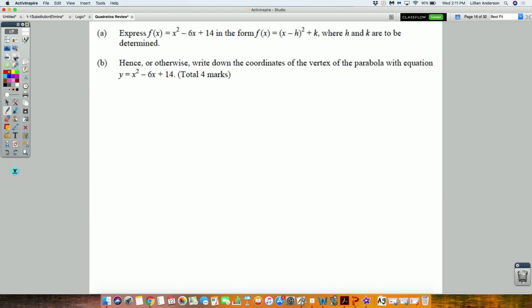The next one, it says express f of x, x squared minus 6x plus 14 in that form where h and k are to be determined, and then hence or otherwise write down the coordinates of the vertex. Why does it say hence or otherwise? Because the first question will answer the second question. Hence means use your answer previously, or otherwise means use other methods to determine the coordinates of your vertex. But what form is this? Vertex form. So you're going to have your vertex there.